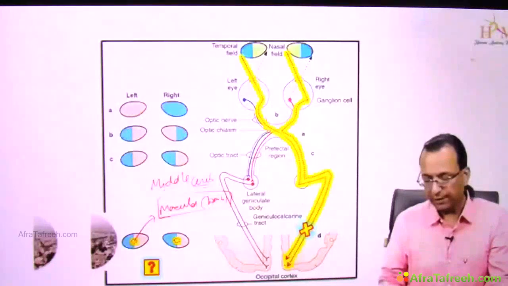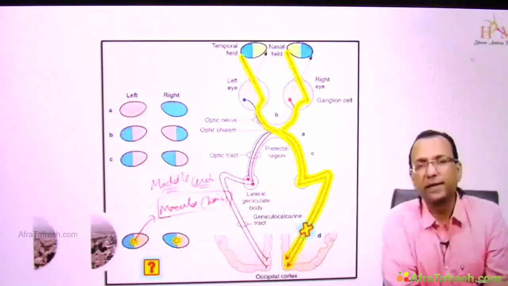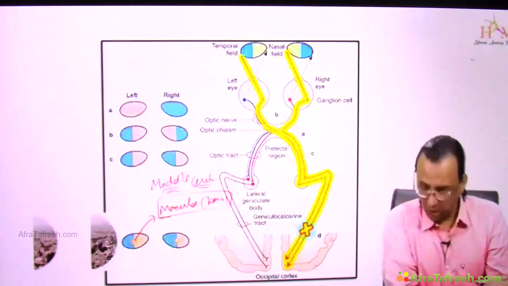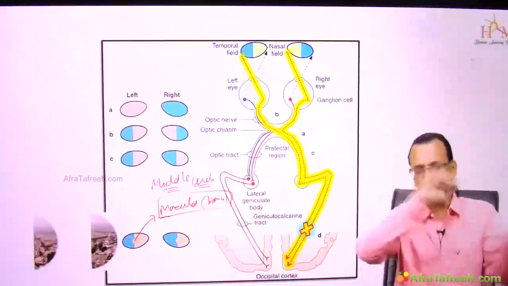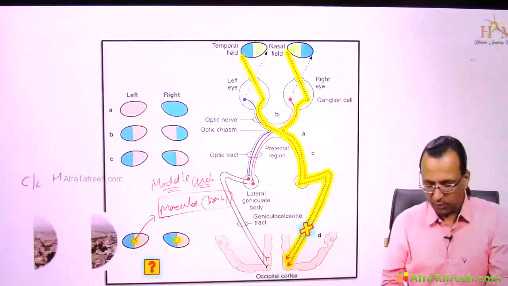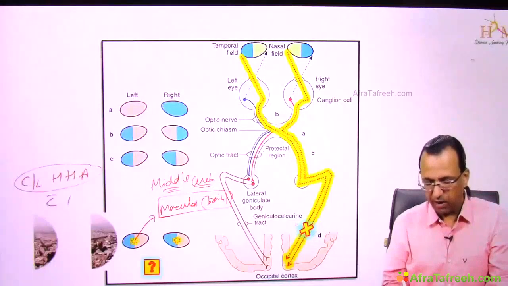cerebral artery is still working. So macular area is still working. Central vision is still working. So this is contralateral homonymous hemianopia. Contralateral homonymous hemianopia with the macular sparing.